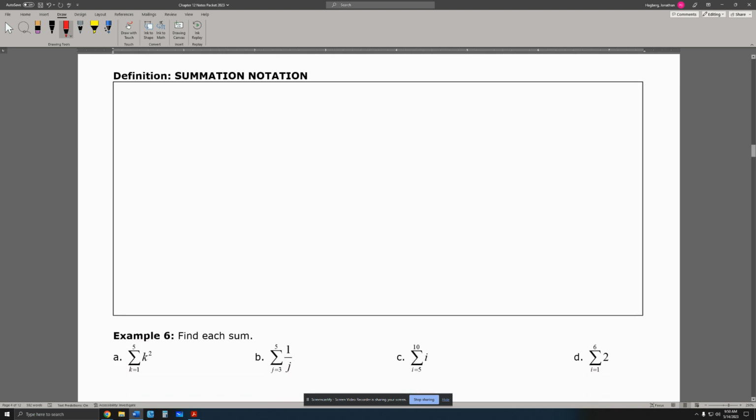All right, go ahead and flip the page. We got just the last thing for today. We'll talk about summation notation. Another name for this notation is sigma notation.